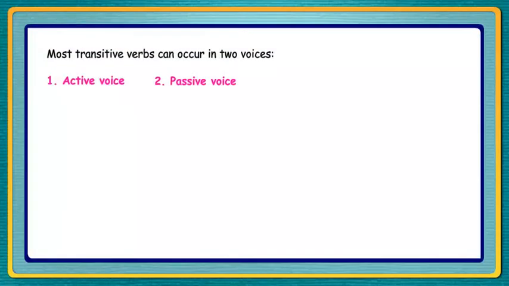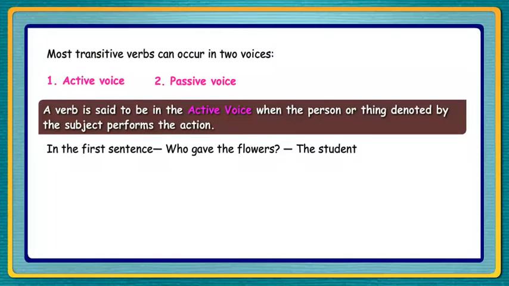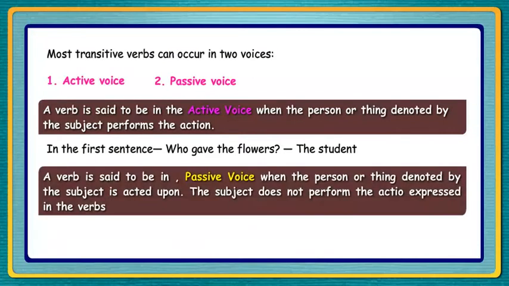Most transitive verbs can occur in two voices: active voice and passive voice. A verb is said to be in the active voice when the person or thing denoted by the subject performs the action. In the first sentence, who gave the flowers? The student. A verb is said to be in passive voice when the person or thing denoted by the subject is acted upon. The subject does not perform the action expressed in the verb.